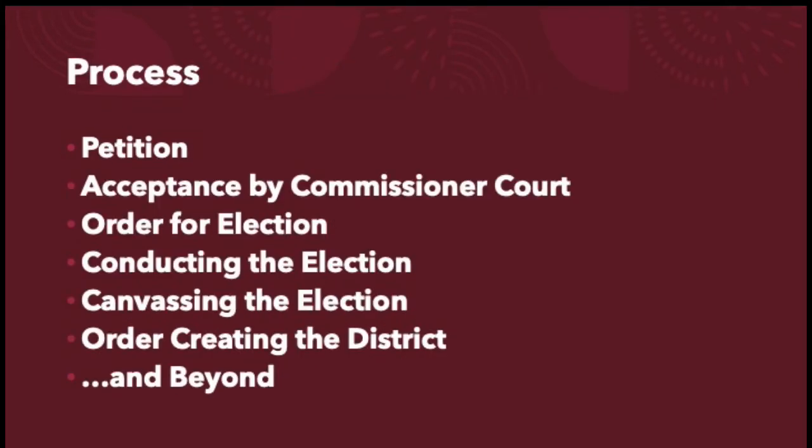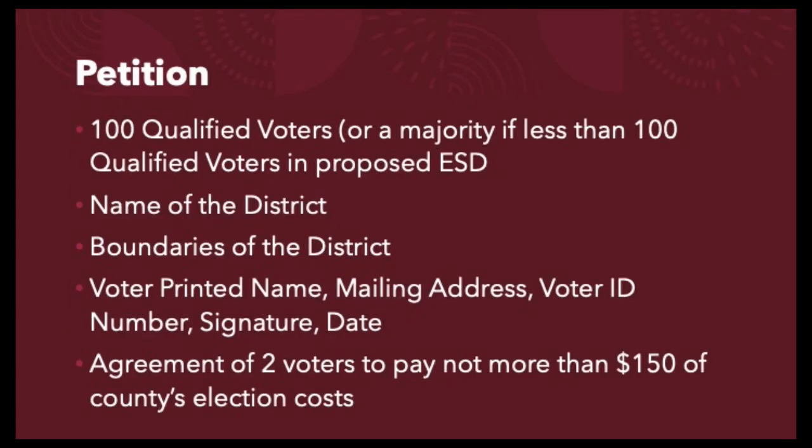The creation process begins with a petition. The petition is presented to the Commissioner's Court, which orders the election. After the election is conducted, the Commissioner's Court will canvass the election and, if voters have approved the creation, adopt an order that establishes the new Emergency Services District. The petition process in most areas is not prohibitively difficult. It requires a petition with 100 qualified voters who are property owners in the proposed ESD. We at SafeD encourage petitioners to get about 150 signatures so that if some are disqualified, you don't have to start all over again.